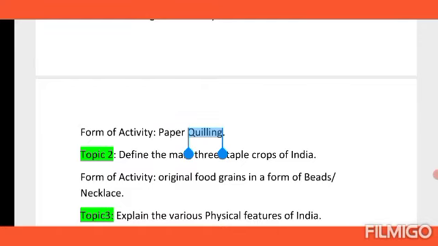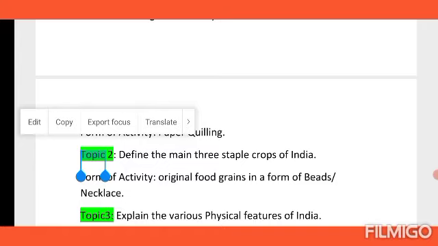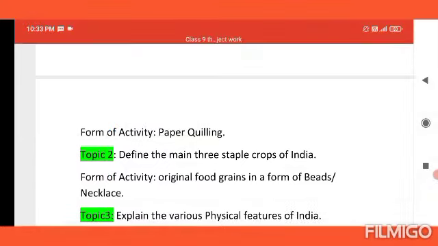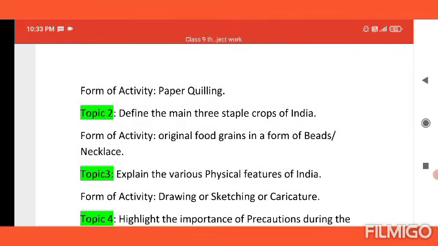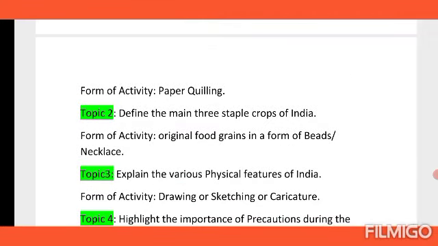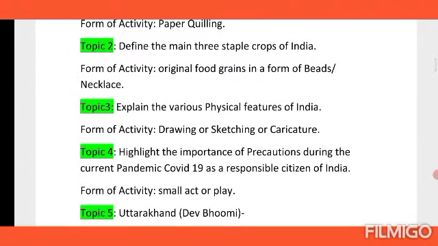Now coming to the second topic, define the 3 staple crops of India. You have to discuss the 3 staple crops of India. And what would be the form of activity? Original food grains. You have to collect original food grains in the form of beads and necklaces. It means jewelry making, where you will collect the 3 staple crops, and from those staple crops you will form beads or a necklace, like a jewelry which we wear on the neck, like a chain.